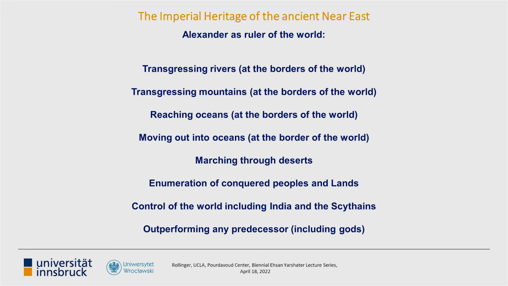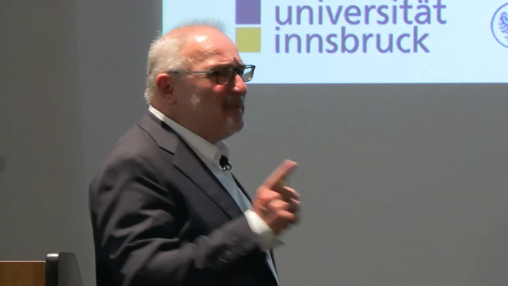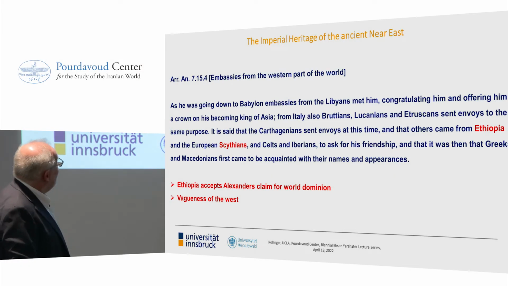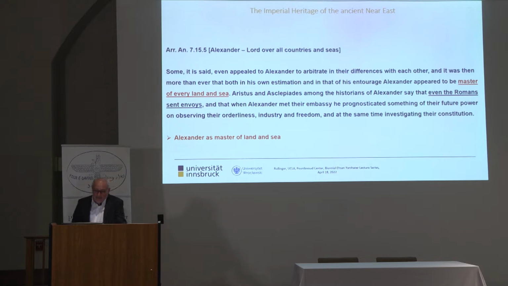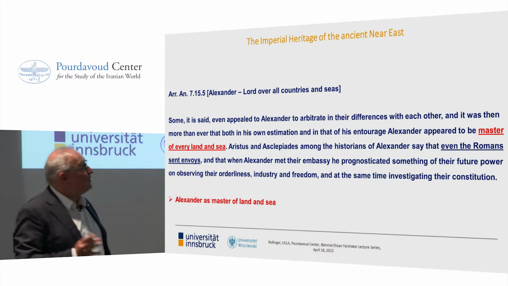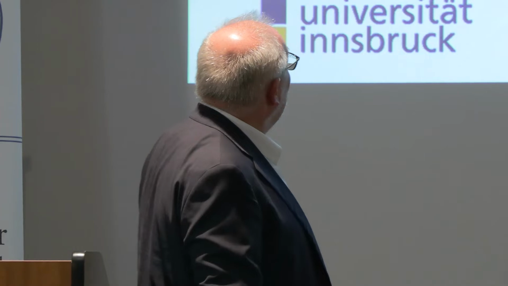And if I may add two further passages, it is again these specific borders of the world that deserve our attention. It is Ethiopia in the south and the Scythians in the east that accept Alexander's claim of the world, and the west again remains vague. This is very important, as we have already seen in the Persian Achaemenid worldview. And expressis verbis, Alexander is labeled as a master of every land and sea. So just what we have observed within this Persian Achaemenid context.